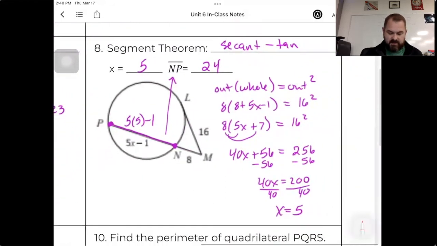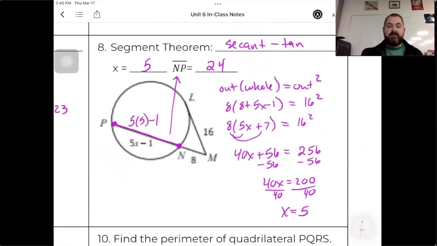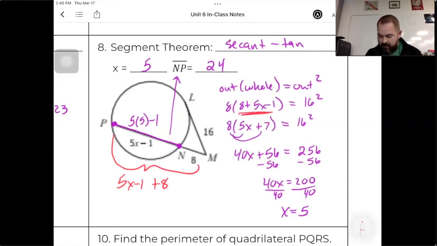One other one that you're supposed to try on your own, and that's number 8. This is another secant tangent problem. The secant has two parts, the inside and the outside. So the outside part is 8. For your equation, we're going to do outside times whole thing. Now the whole thing, we have to take that 5x minus 1 and add the 8 to it. That does combine to 5x plus 7. Then I distribute into 5x plus 7, and I get 40x plus 56. The other side is that outside portion of my tangent squared. 16 squared is 256. So I subtract 56 from both sides, divide by 40, and I get x is 5.